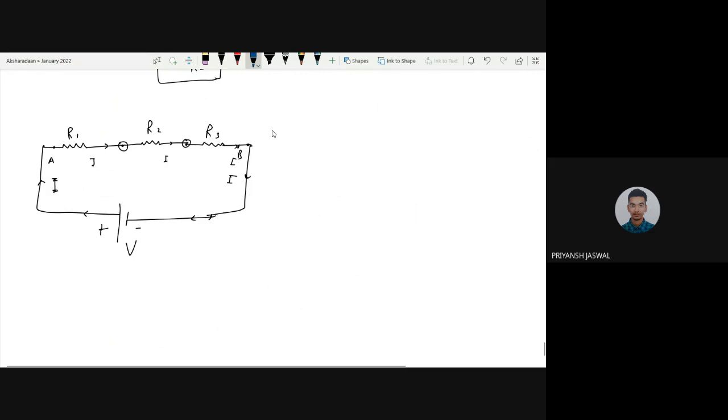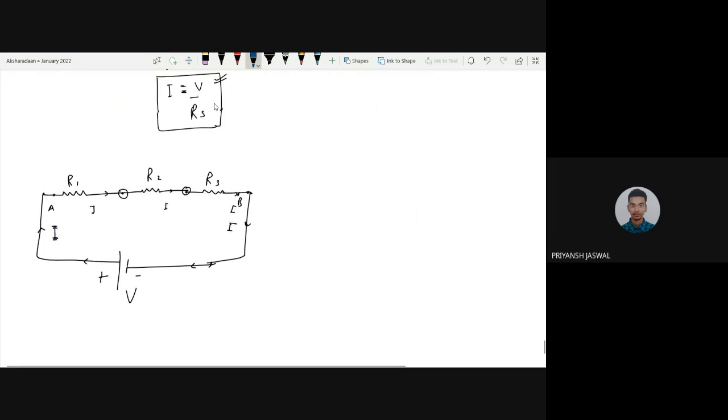So in this one there is current I, and current value I is given as V by Rs. So potential drop across this one resistance, let's say it is V1, across this resistance, let's say it's V2, and across this resistance, let's say it's V3. Let me redraw this one.